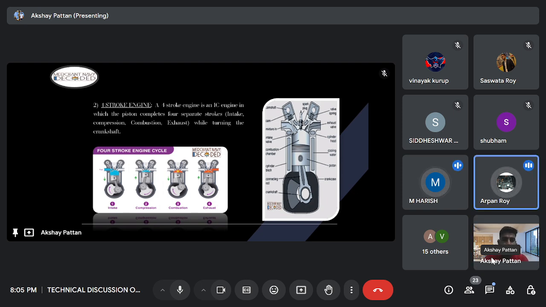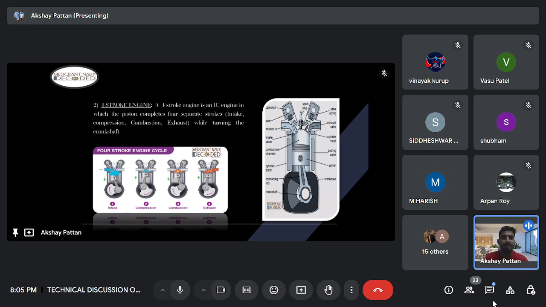Sir, yes, because it has better scavenging in four-stroke, and the thermal efficiency is also high. Yes. So what is the conclusion? Whose efficiency is more? Four-stroke, sir. Sorry, sir. Four-stroke, sir. Yeah, four-stroke engine's efficiency is more, right?